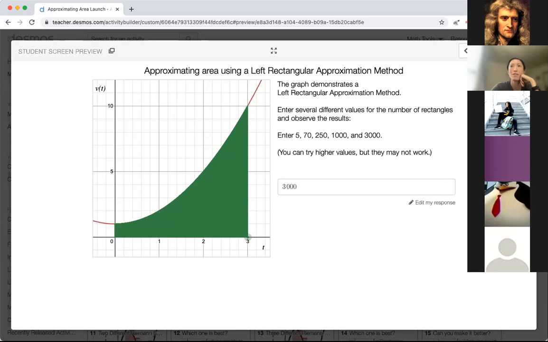Is it worth it to divide it into 3,000 rectangles? Like, does that look like an accurate area? Ah, it looks very accurate, right? It looks like a ton of lines. That is a great observation, Laura. It does look like a ton of lines. Okay.